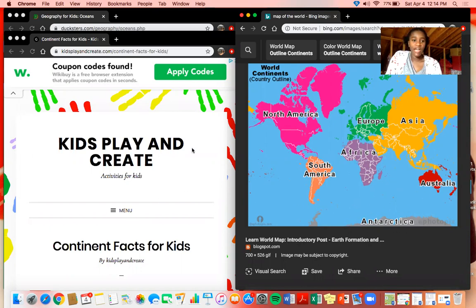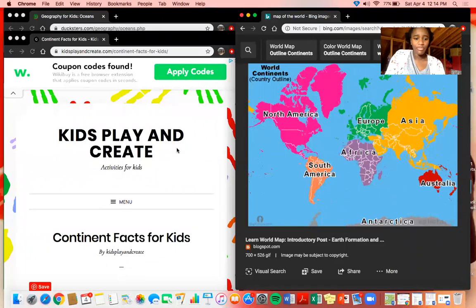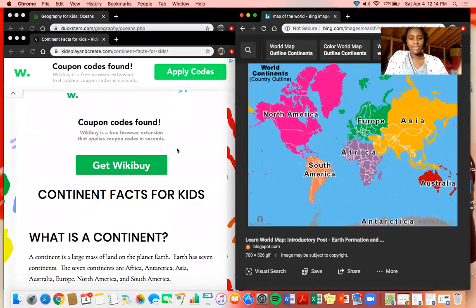Okay, so I have my website up here, so I'll put the links in the comments or wherever this is going to go, so y'all can actually go and look for yourself too and research, because I really like these websites and I really like this picture of this map. But I have my continent facts right to the left.